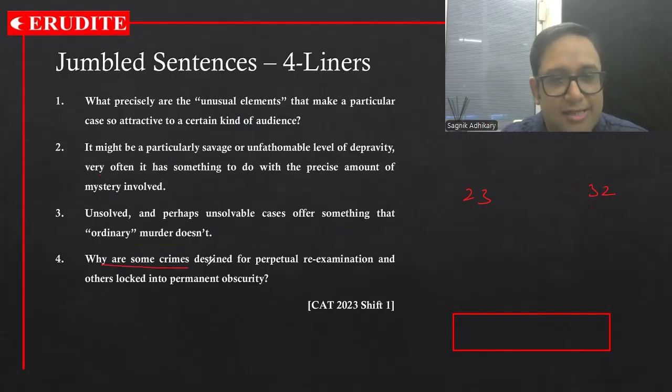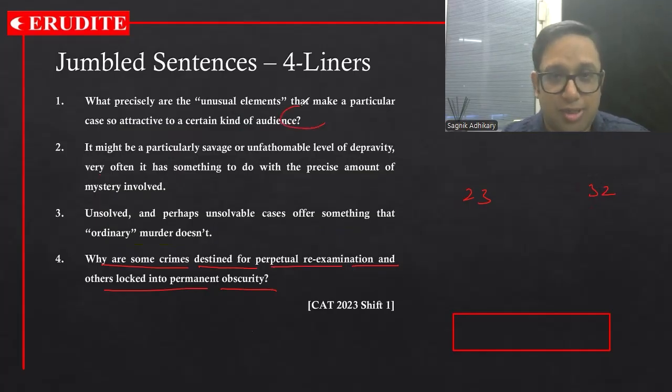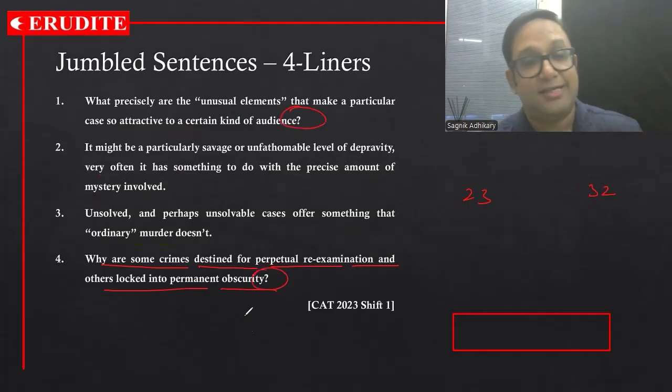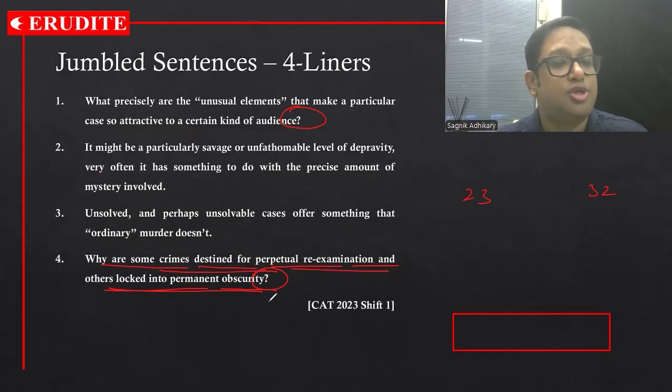Finally, 4 says, why are some crimes destined for perpetual re-examination and others locked into permanent obscurity? Now we get one hint that this might come, 4 might pair with 1 because both are questions. If we look at that, then we find that the answer might be given by this pair 2 and 3. So if we consider that, then why are some crimes destined for perpetual re-examination, others locked into permanent obscurity?